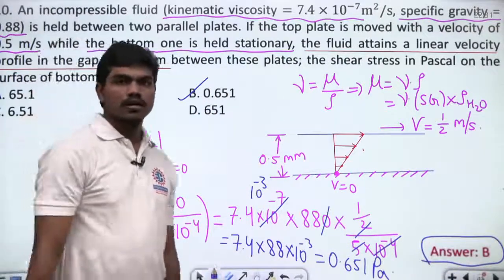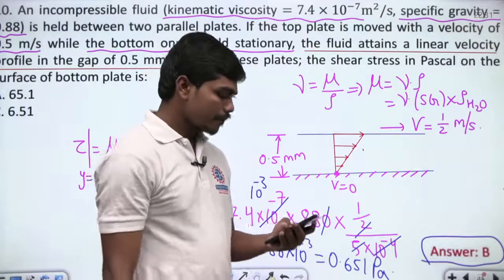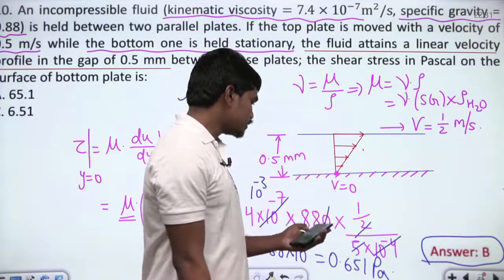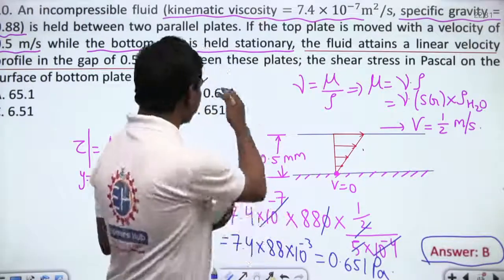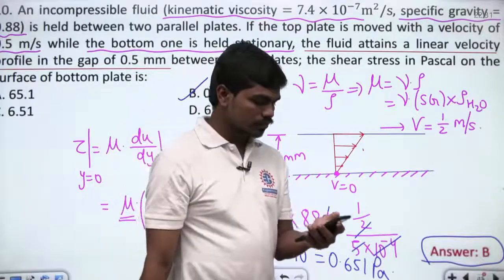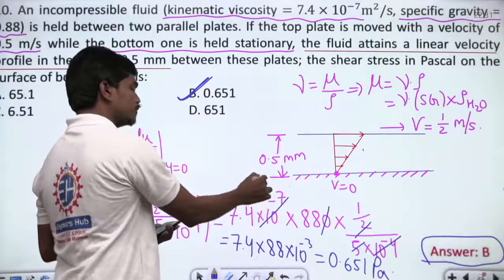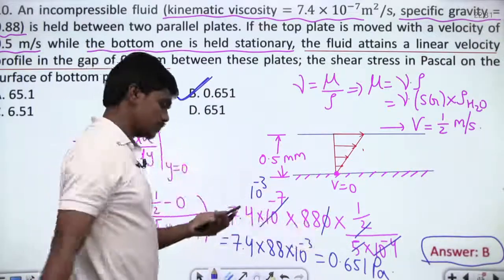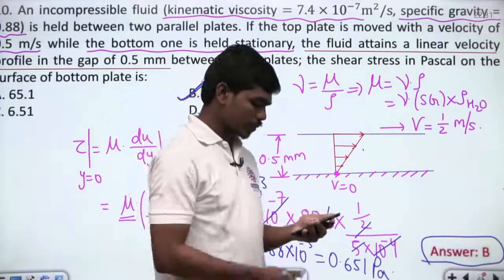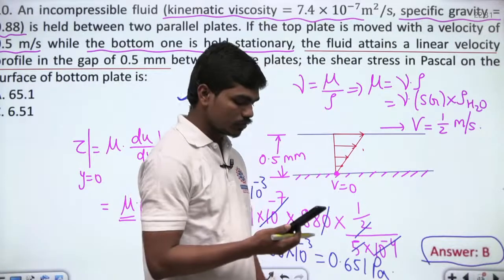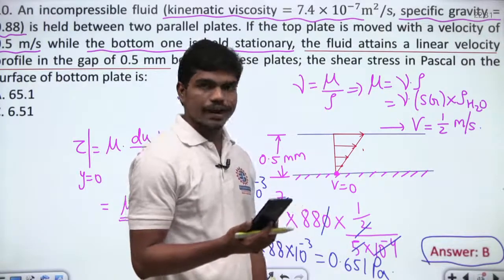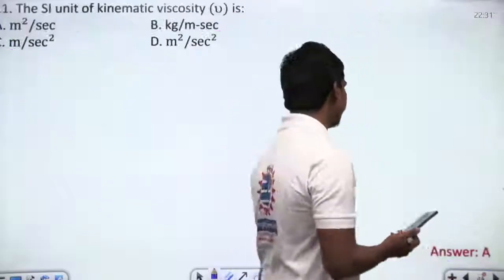Yes, 0.651 pascals, which is in option B, is the correct answer in this case, because we have 10 to the power minus 3 left over in these cancellations. Okay, fine. Let us go for the next question quickly.